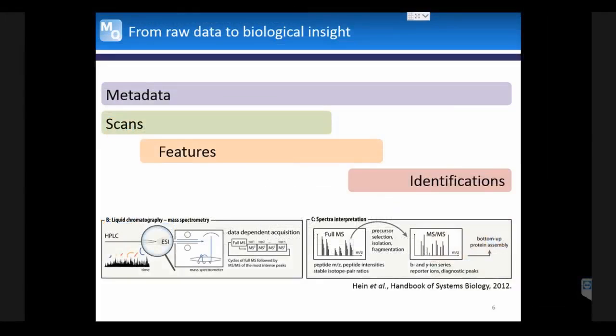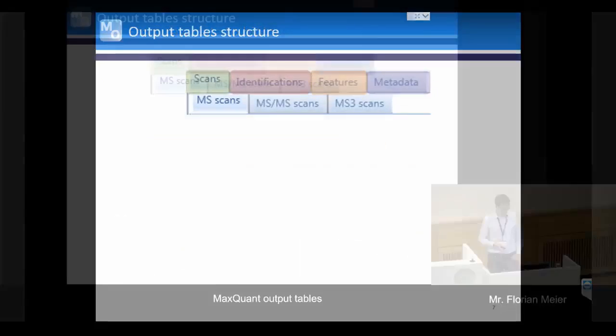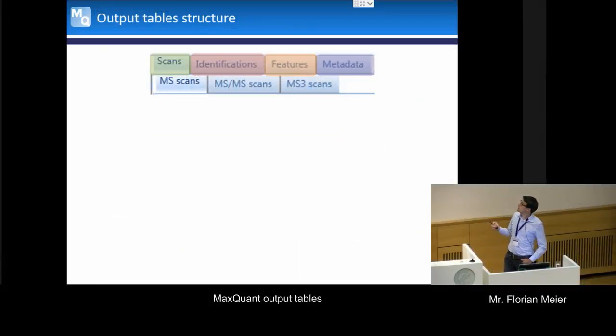In total, we have four different levels of the experiment, and they are all reflected in the tables. The tables are structured in a way that reflects those levels of our experiment. It's always good to think in this pattern when you look through the tables. These are also the very same levels that you find in the tabs of the viewer: the scans level with the identifications, the features, and the metadata.